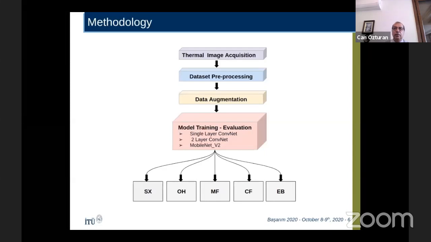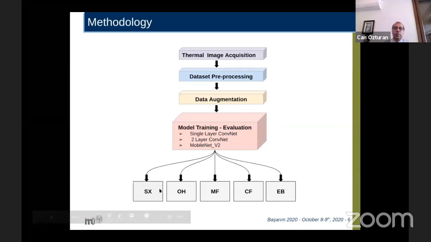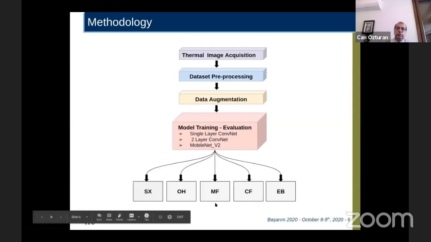The second model was a CNN that had two convolutional layers. And finally, the third model that we implemented, we tested the concept of transfer learning by using pre-trained weights of the MobileNet version 2 architecture. This was now able to output to us the server operating at any of these five states.